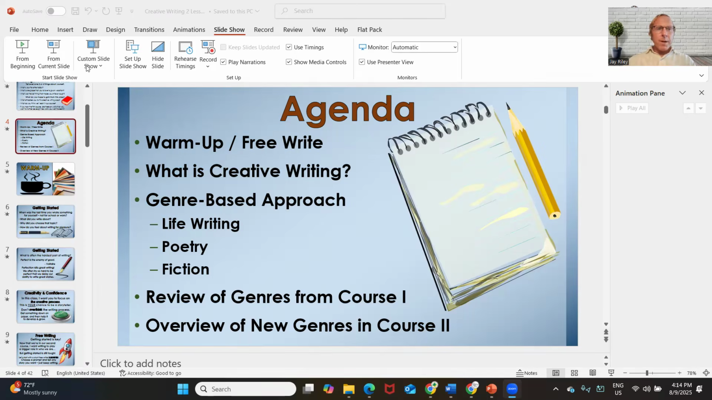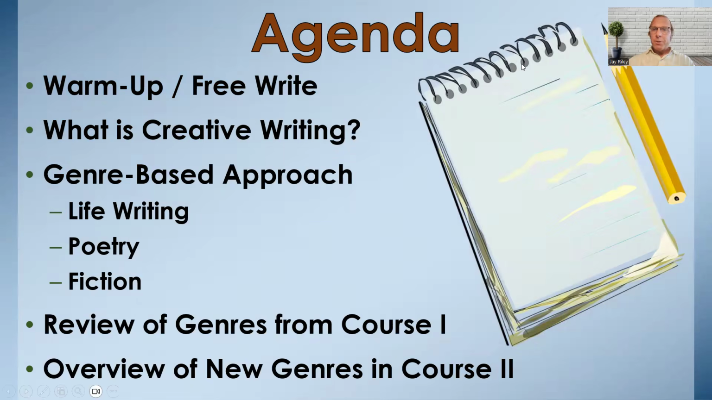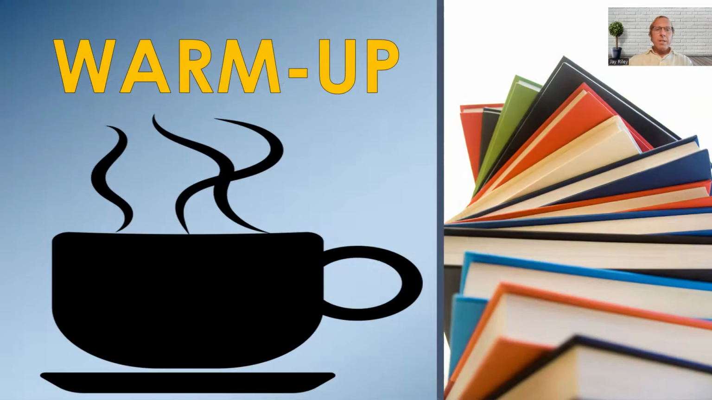So today we're going to begin with a warm-up. Then we're going to move to a free write where you're going to have the opportunity to get some of your ideas down on paper. For those of you who haven't taken my course before, we're going to talk about what creative writing is, and we're going to talk about the genre-based approach that we took in our first course and how we're going to apply that same approach in this second course. We're going to talk about life writing, poetry, and fiction. So we're going to review the genres that we covered in our first course, and then I'm going to give you an overview and some examples of some of the new genres that we're going to be covering in this course. So let's go ahead and get warmed up.